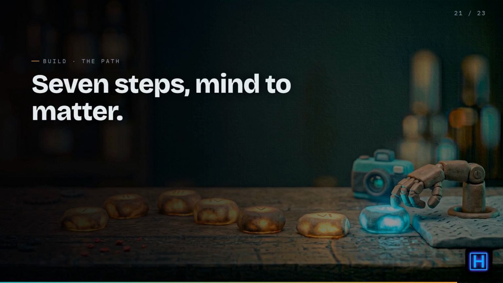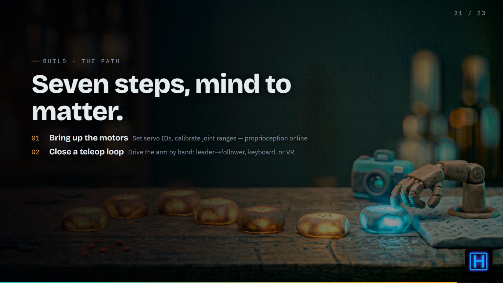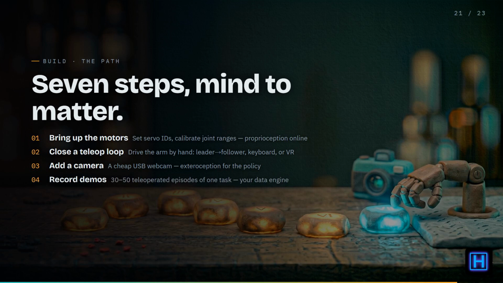Seven steps, mind to matter. 1. Bring up the motors, set the servo IDs, calibrate the joint ranges. Proprioception online. 2. Close a teleoperation loop. Drive the arm by hand, leader to follower, keyboard, or a VR controller. 3. Add a camera, a cheap USB webcam, exteroception for the policy. 4. Record demonstrations, 30 to 50 teleoperated episodes of one task, your data engine.